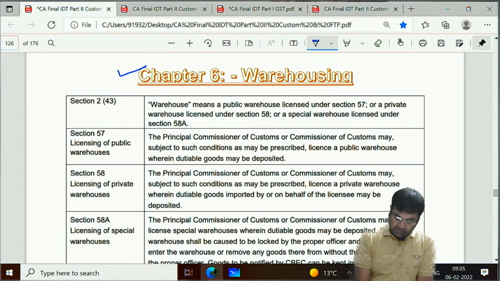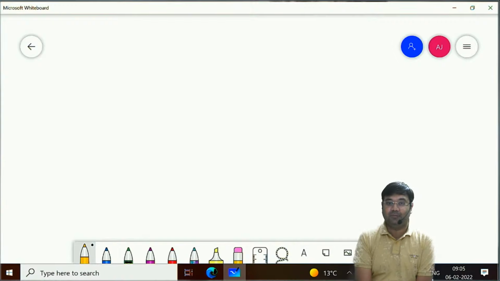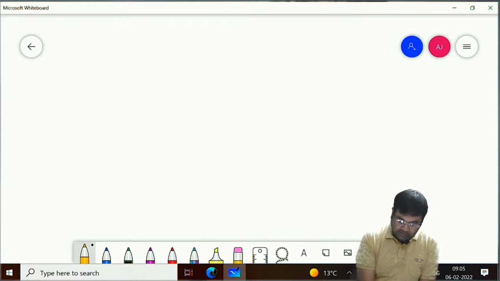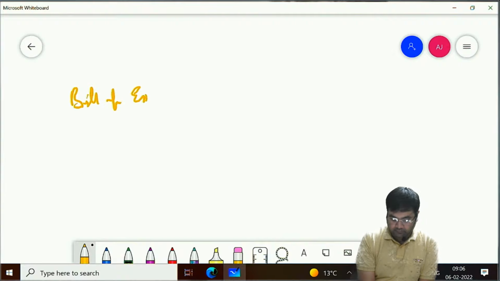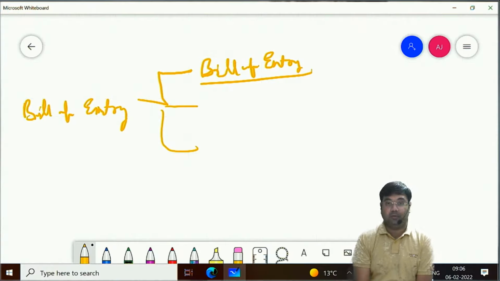In fact, if you recollect, we discussed how many types of bonds? Two types, ex-bond and into-bond. Those are not bond types. Basically, those are bill of entry types. So we discussed three types of bill of entry. First one, normal bill of entry. So if the importer would like to go for home consumption, he is going to file a normal bill of entry.